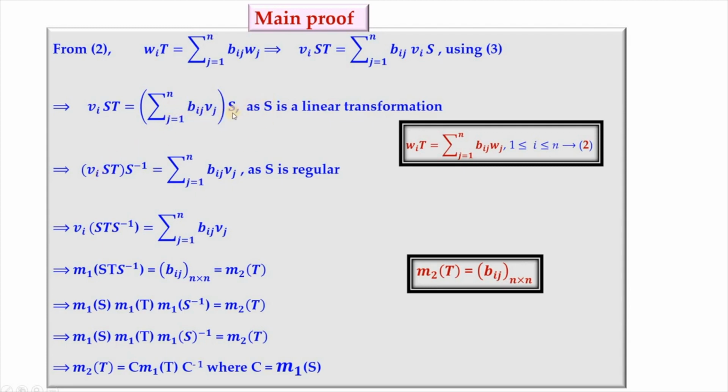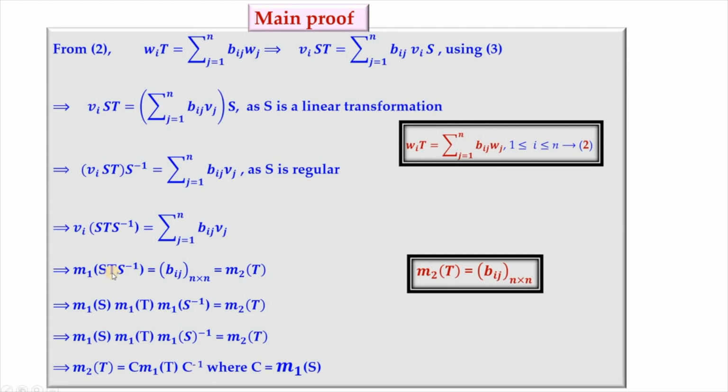And so because S is invertible, we can apply S inverse on both sides. So this is what we get. This is nothing but the matrix of the transformation S T S inverse, the matrix with entries bij. But the matrix with the entries bij is already taken to be M2(T). So we have this as M2(T). So M1(S T S inverse) is equal to M2(T).